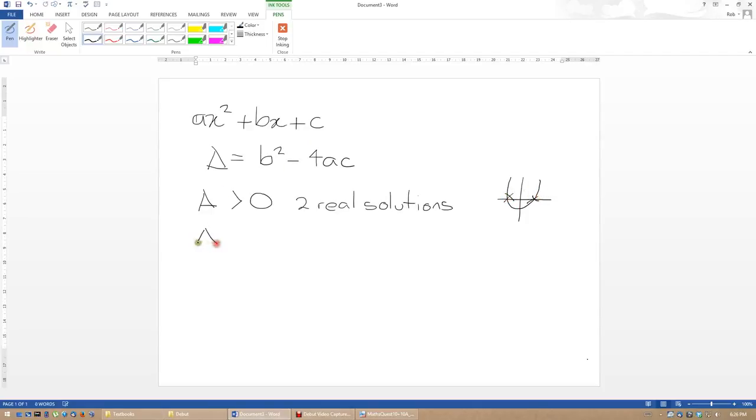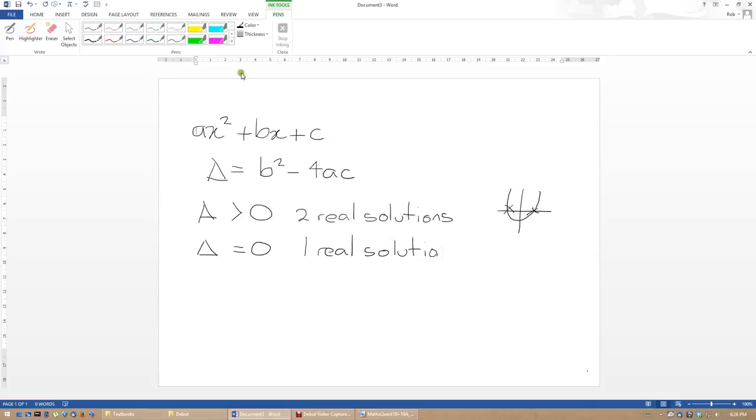The second thing that could happen is the discriminant could equal 0 exactly. That means there is one real solution. And if we were to graph that, our quadratic would come down, touch the x-axis once, and then start returning up again. Or, vice versa, it could come up from below, touch, and then go down again.